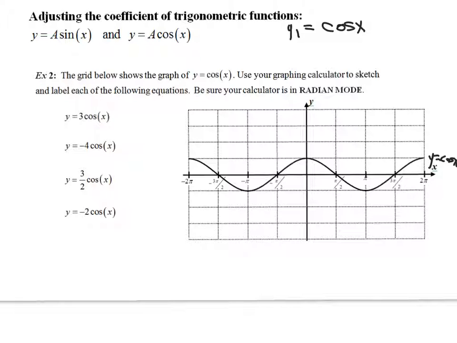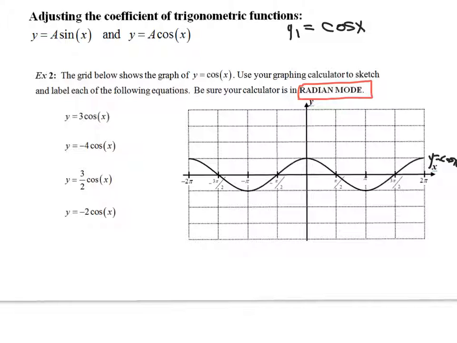The next thing we're going to take a look at is how we're going to set our mode. We want our mode to be set in radian mode. So go into your calculator, press the mode key, and go down, and if it's already in degrees, let's change it over to radian mode.